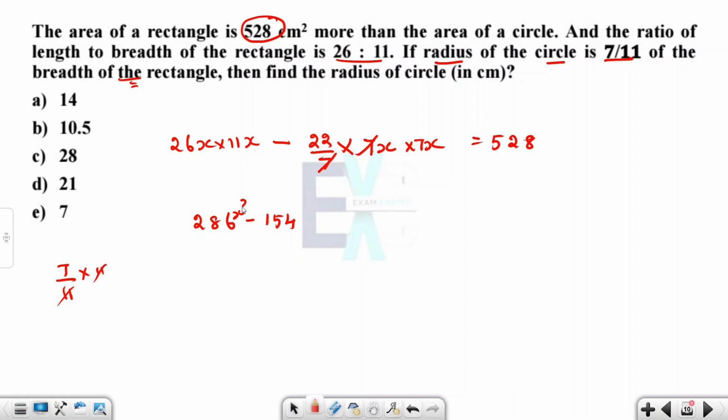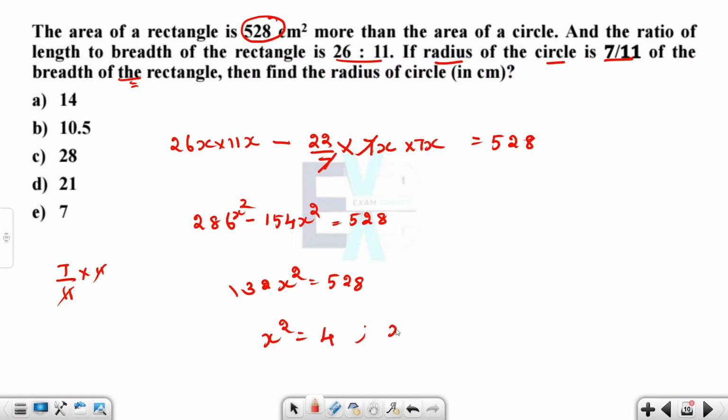In here it is x square and here it is x square. So we'll be getting 528. So from this, 231. So 132 x square is equal to 528. So from here x square will be 4.